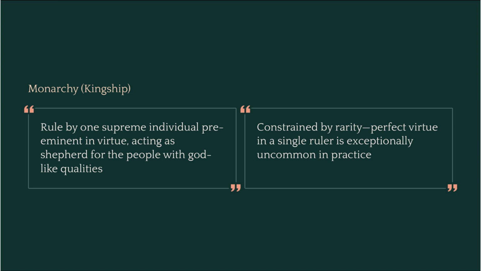We start with monarchy, or kingship. This is rule by one supreme individual who is preeminent in virtue. Aristotle sees this ruler acting almost as a shepherd for the people, possessing godlike qualities of leadership. However, he notes a practical problem. This form is constrained by rarity. Finding a single ruler with perfect virtue is exceptionally uncommon in the real world.